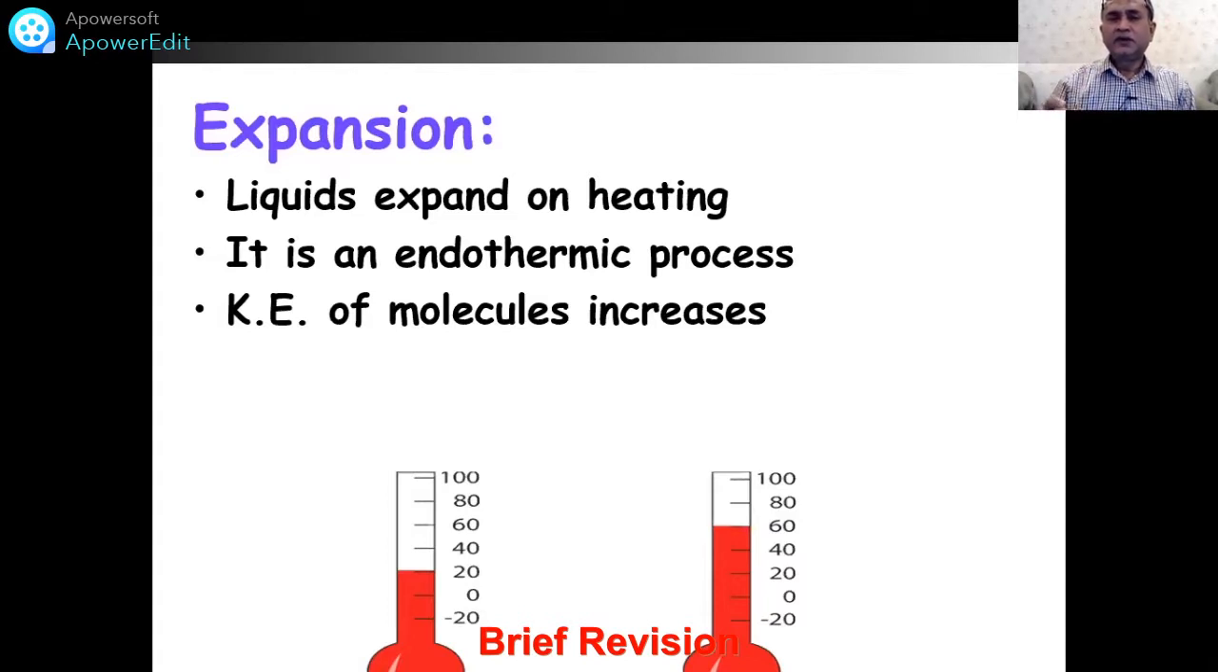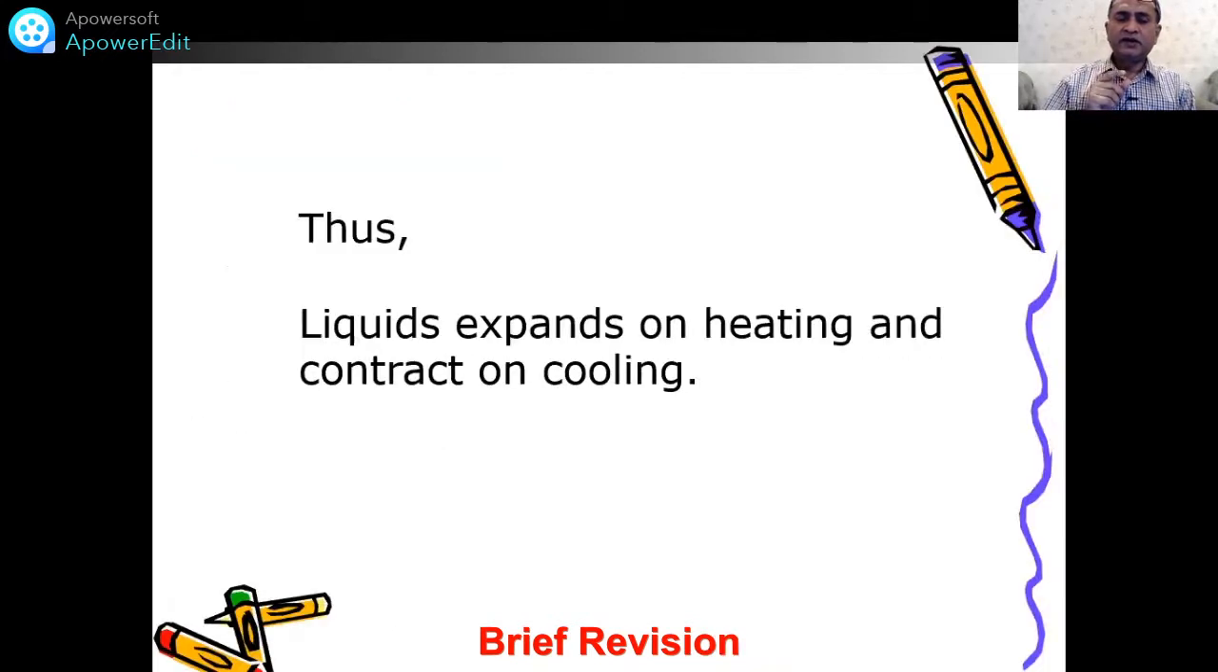Like if you put some water in the freezer compartment, what will happen? The water will lose its energy. That would be exothermic. Water is losing its energy to convert into ice. So what is the bottom line here? The bottom line is liquids expand on heating and contract on cooling.